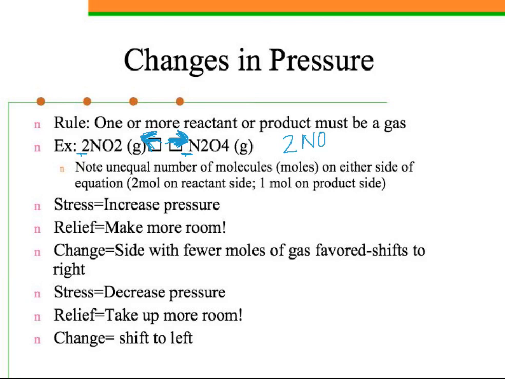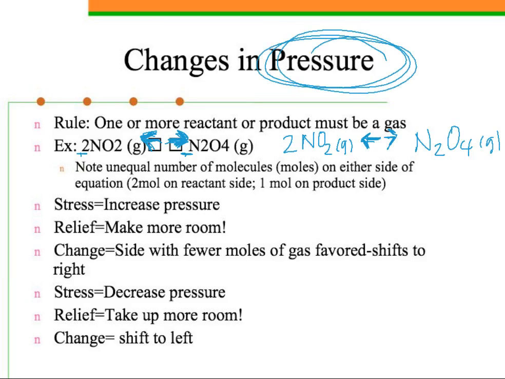2 molecules of NO2, and that's a gas, going to N2O4, also a gas. Oh, whoops, we're not adding to anything. We're just doing our double-sided arrow, because it's a reversible reaction. So, if we're messing with pressure, pressure only matters if we've got at least one gas in the equation. In this equation, we have 2 gases.